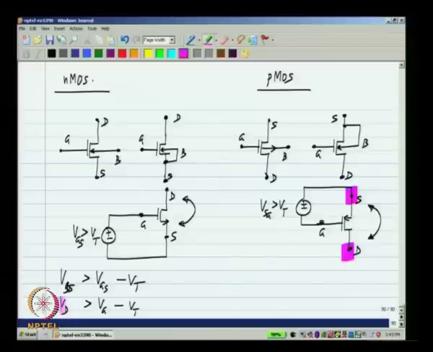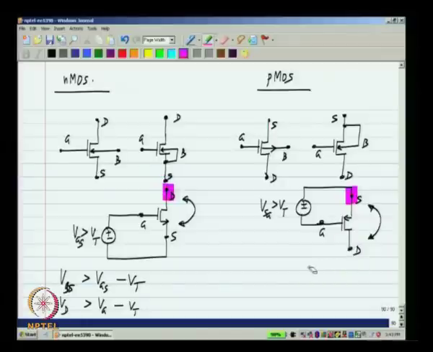So, what is this saying? Vd has to be greater than Vg minus Vt. So, this voltage has to be larger than Vg minus Vt. So, because the Vt is positive in our transistors, the drain voltage can go below the gate voltage, but not by more than one threshold voltage, that is what it is saying.